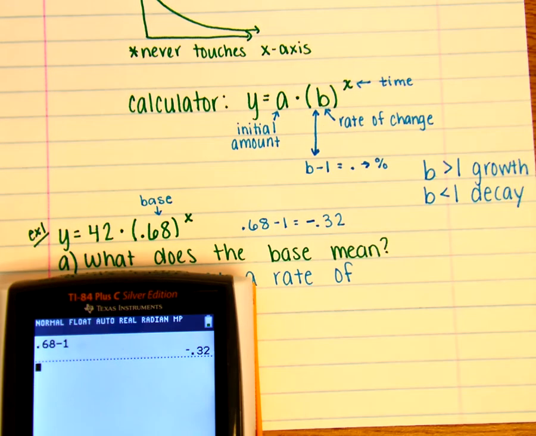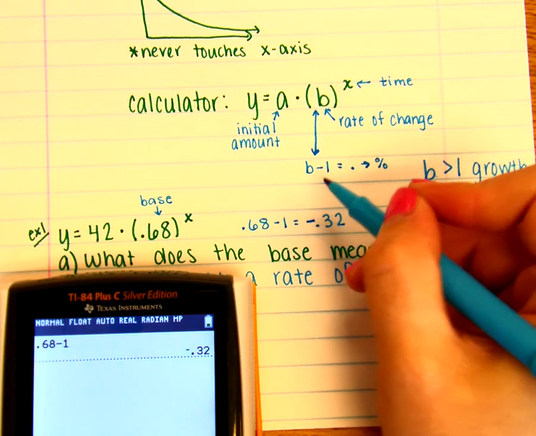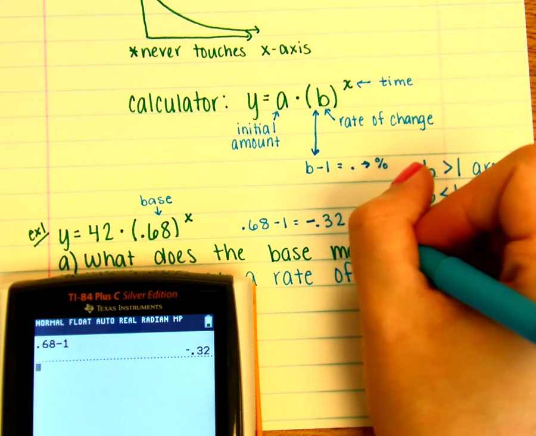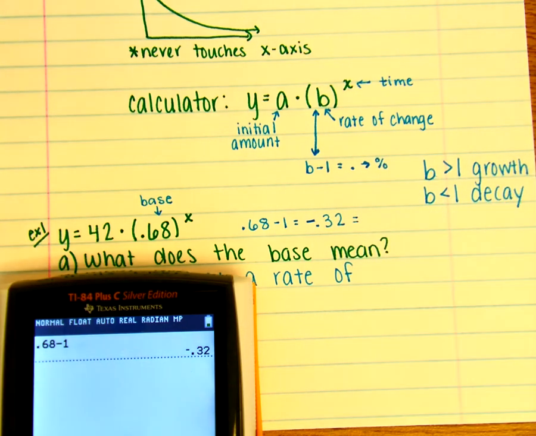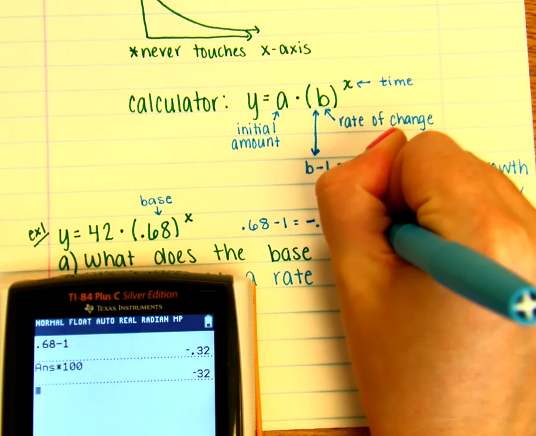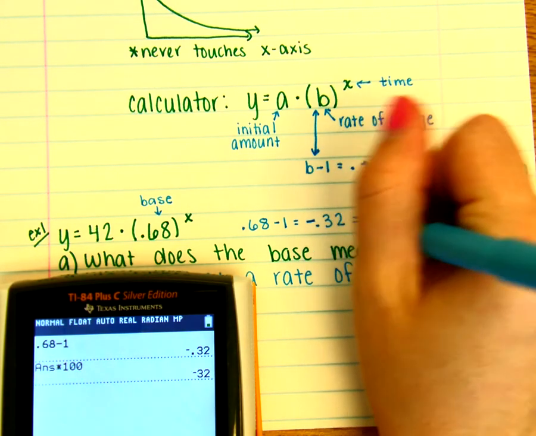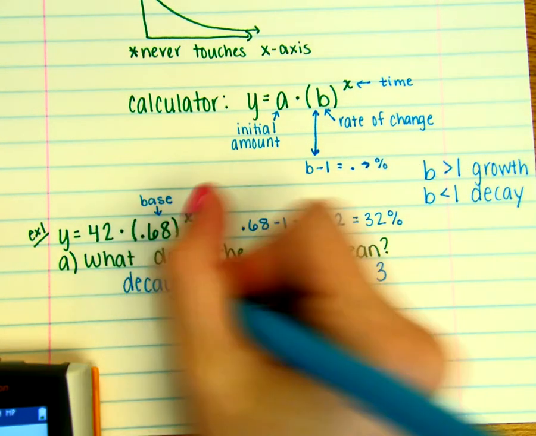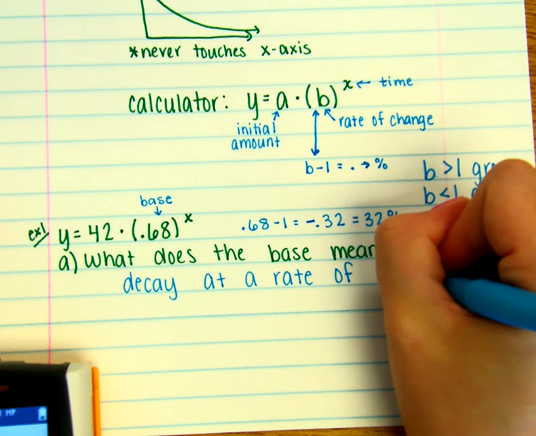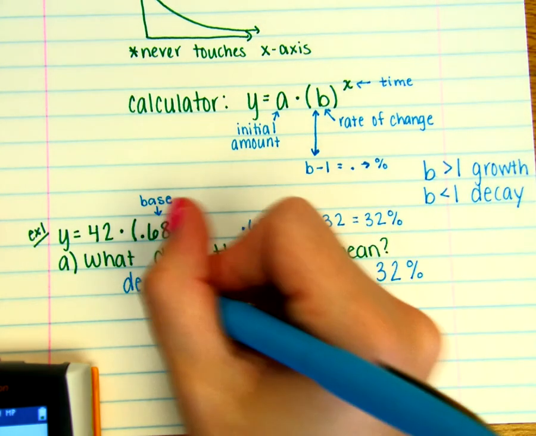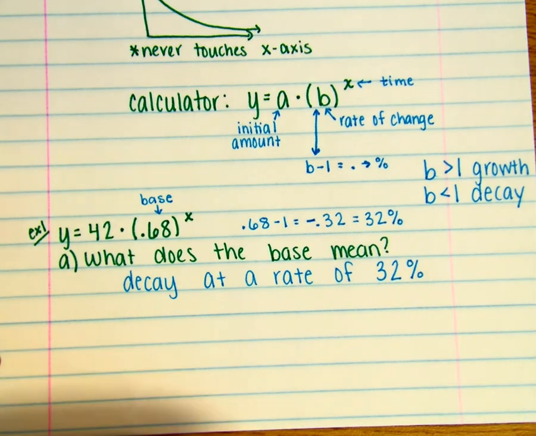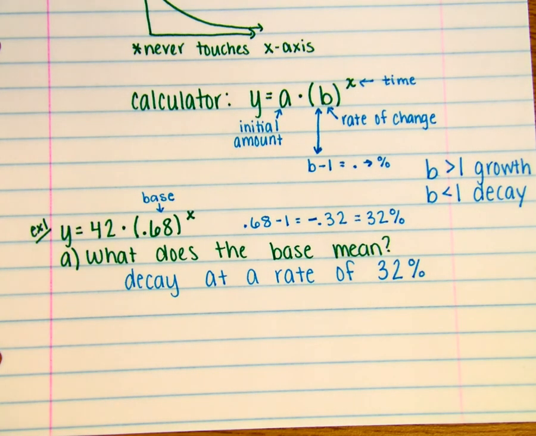This is another way to tell if it's a growth or decay. Here it's negative, so that means it's going down. That's a decay. So negative 0.32, and I need to turn this into a percent, so I multiply it by 100, and I get 32%. You do not need to write a decay of negative 32 because we already said that it was a decay, which takes care of that negative. If you wrote decay of negative 32, you're going to be repetitive. And that's all you need to write for that one.